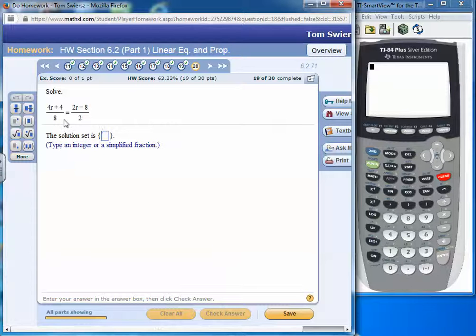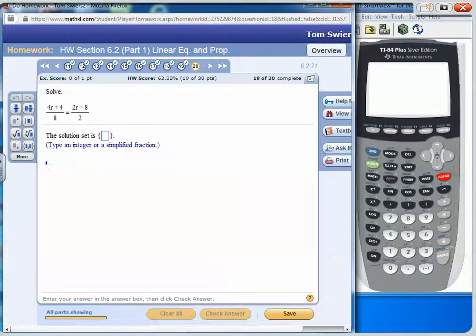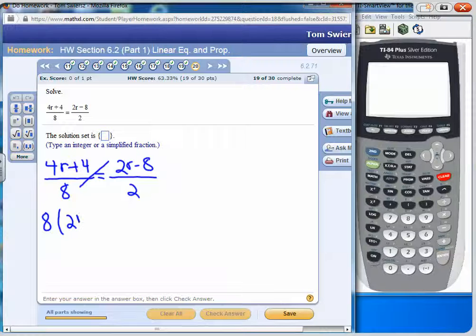Problem number 20. Again, we have a proportion, so we can cross multiply, and we're going to have to distribute both times in this case. 4r plus r over 8 equals 2r minus 8 over 2. So again, the product of the denominator of the first fraction times the numerator of the second, 8 times 2r minus 8, equals the product of the numerator of the first times the denominator of the second, so 2 times 4r plus 4.